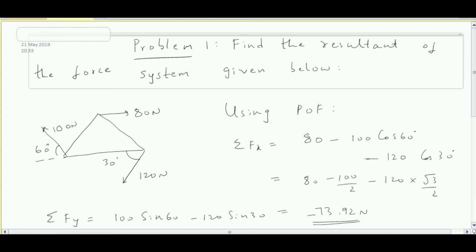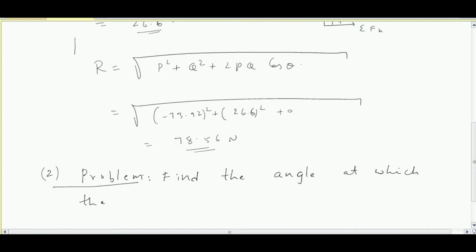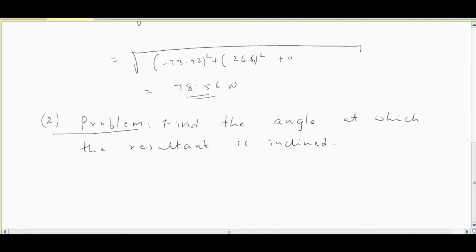Let us see different problems on different theorems. Let us extend the problem to find the angle of the resultant with the x-axis. So find the angle at which the resultant is inclined. Now we have a force in the x direction, minus 73.92, and Q, that is sigma Fy, is equal to 26.6 Newtons.